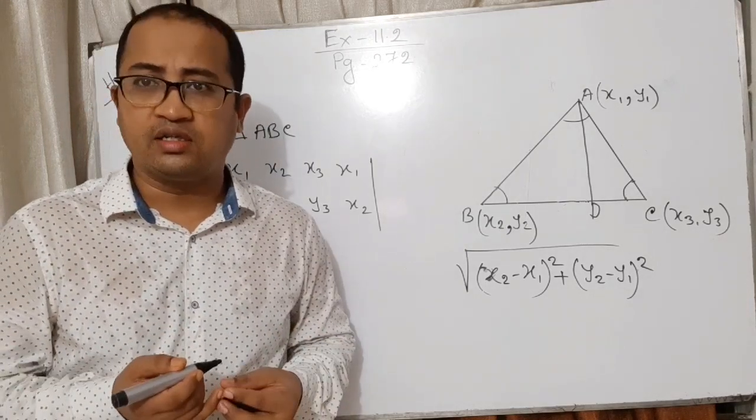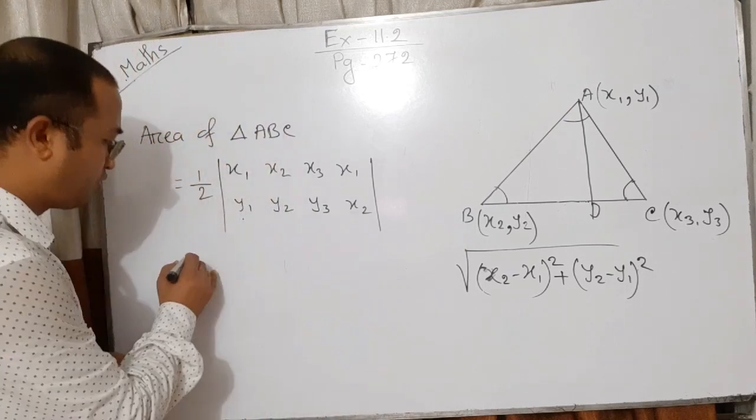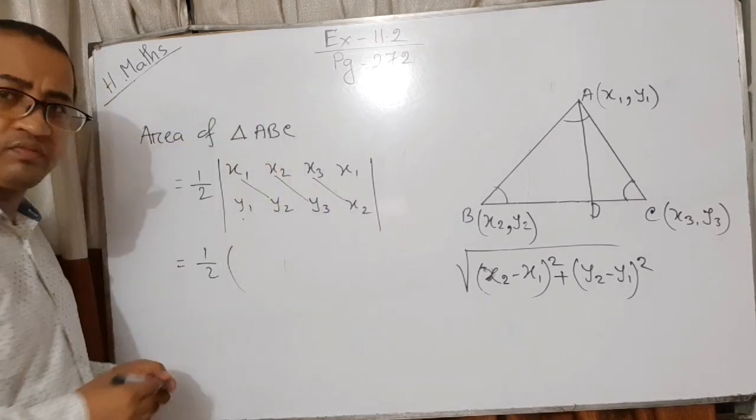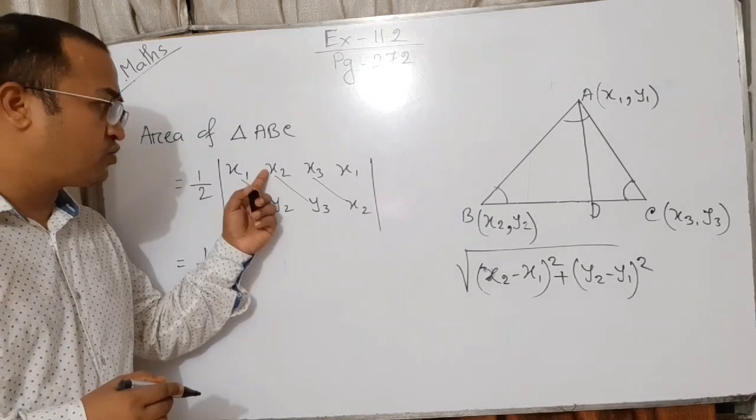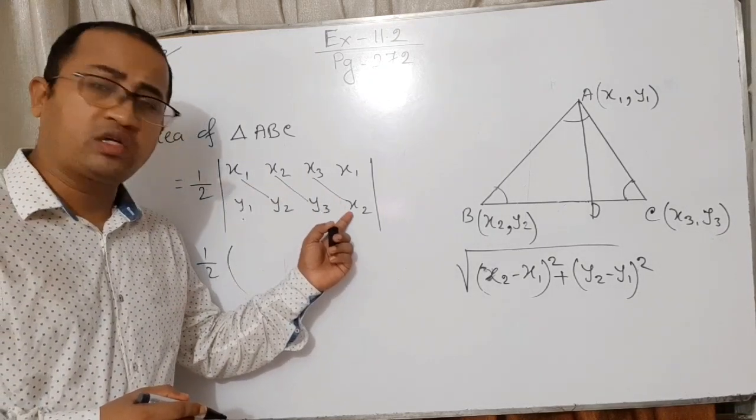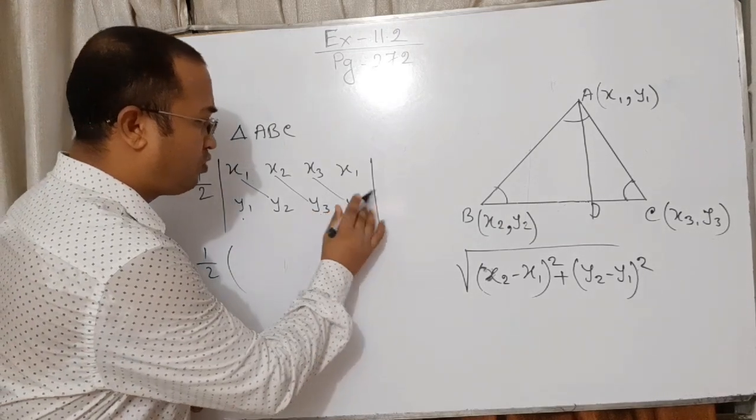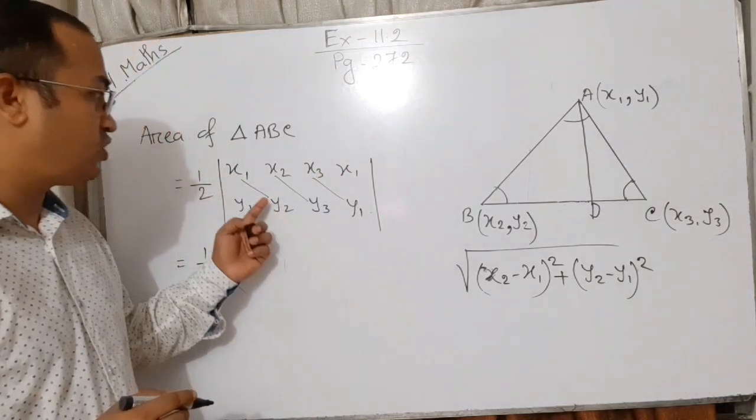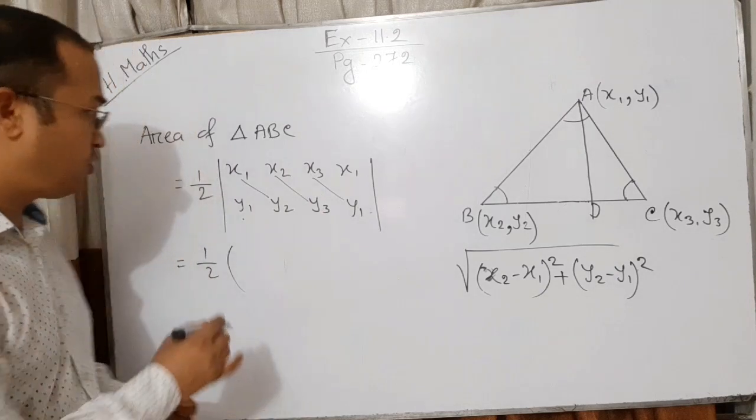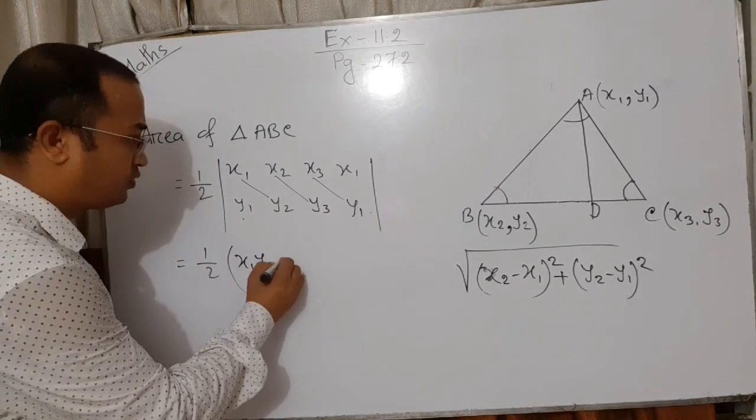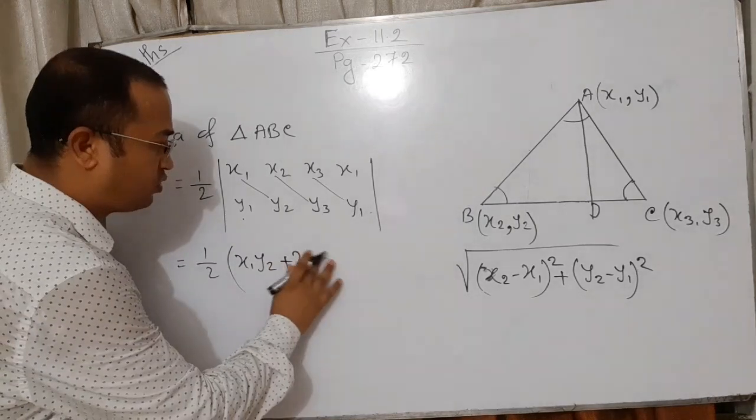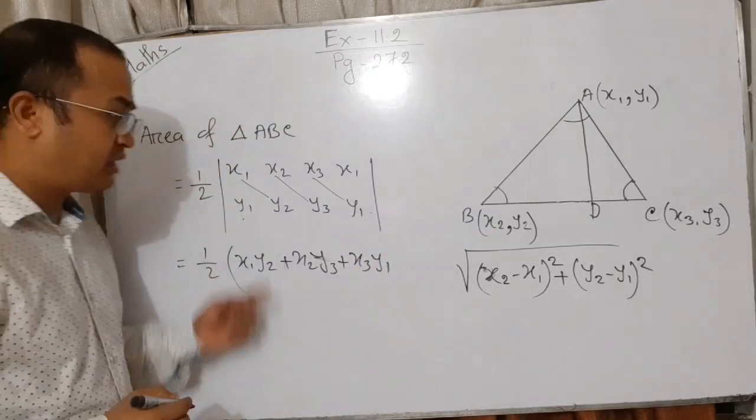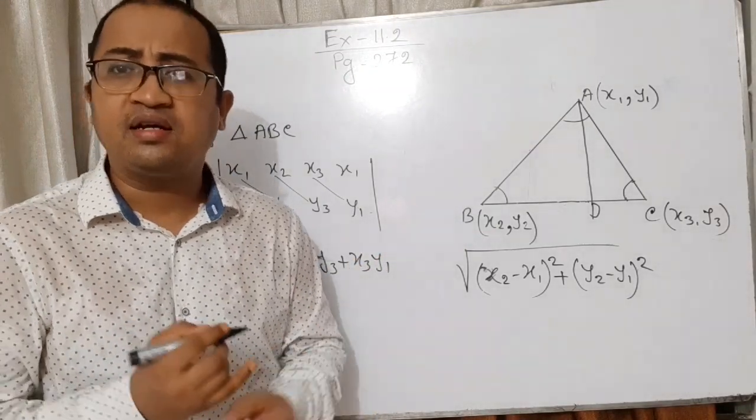Now, how can you calculate this? Look at the board. Half, then you should multiply these numbers: x1, y2, x2, y3, x3, y1. Sorry, the first one is repeated over there, x1, y1. So, if you multiply these three and add, what will we get? x1 y2, x2 y3, x3 y1. These three we will multiply and take the sum.